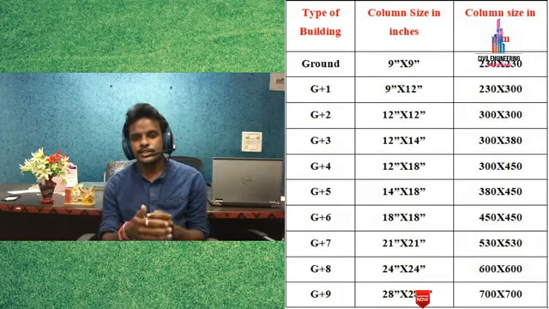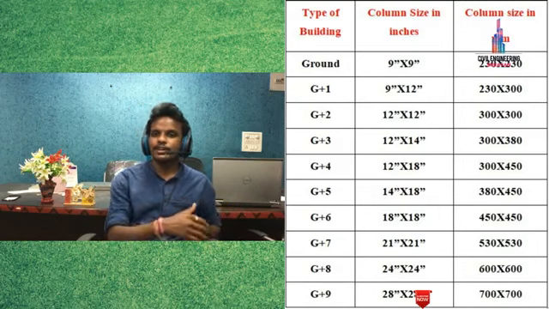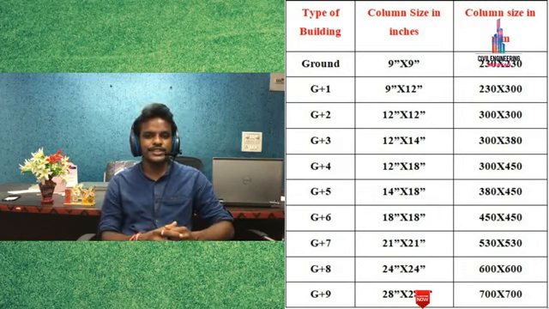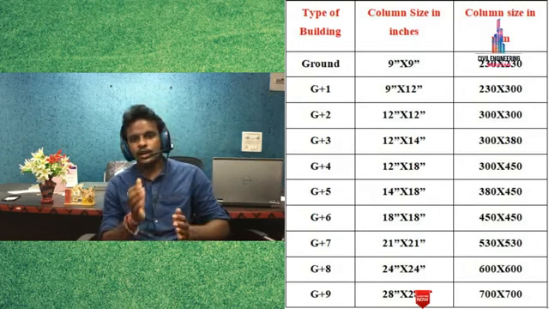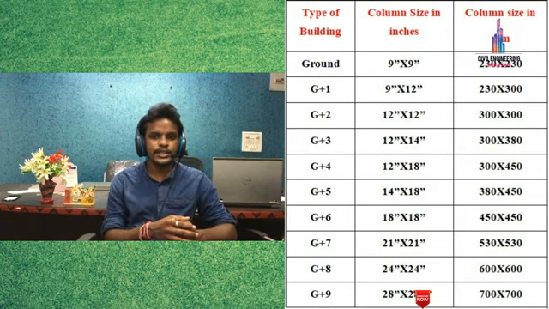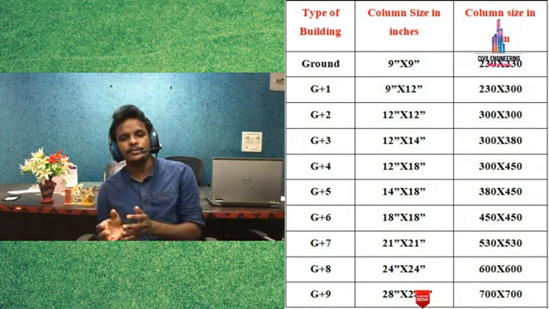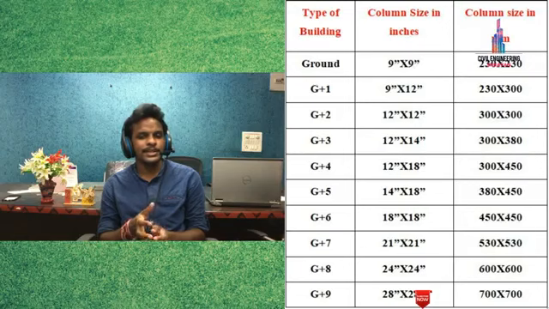Fourth one is G+3 building. If you want to construct any building related to G+3, we need to consider the column size of 12 inches cross 14 inches, which is approximately equal to 300 mm cross 380 mm for the respective column size.